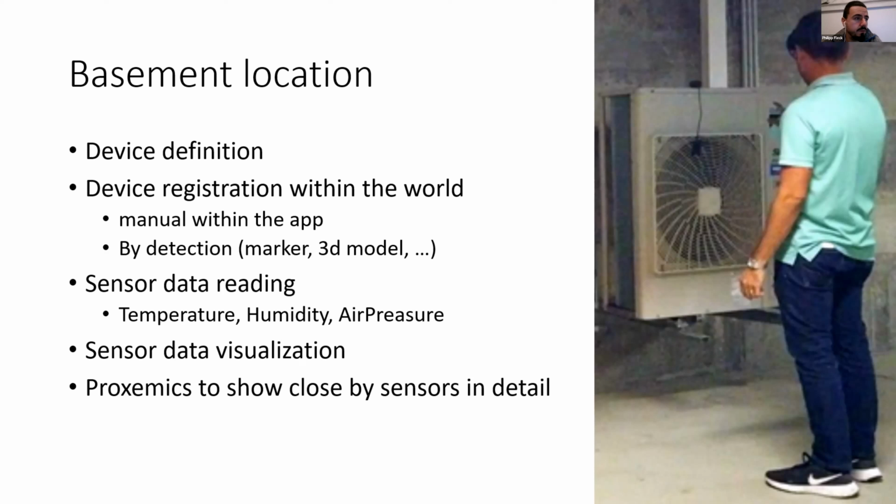We also had different sensors. For example, this black box on the cable is a combined temperature and humidity sensor. And we can implement proxemics since we know the location. So by moving closer to sensors, they will show more detail, and by moving further away, they will just collapse and then stay there as a view.